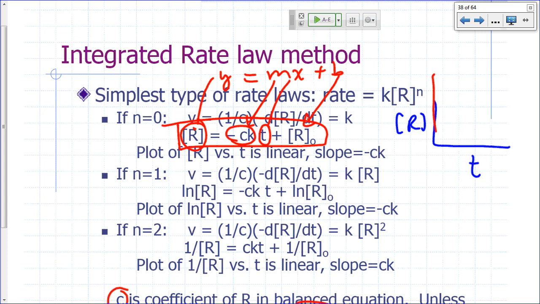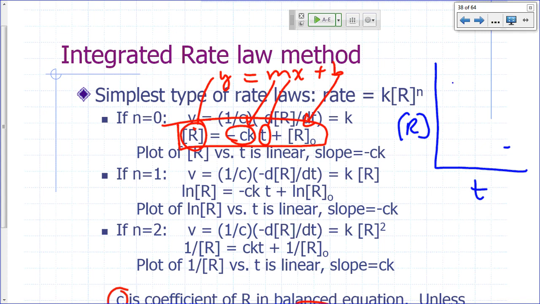So if you make this graph, if you plot r versus time, if it's zero order, you're going to get a graph that looks like this. It's going to be a straight line, and the intercept, when time equals 0, the value of r is r naught.